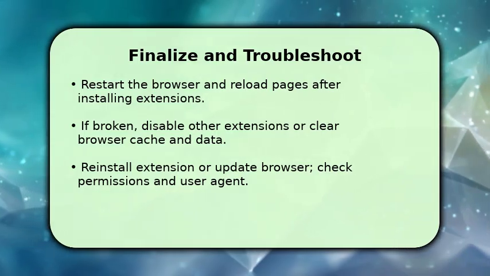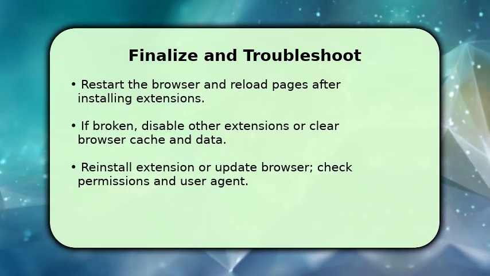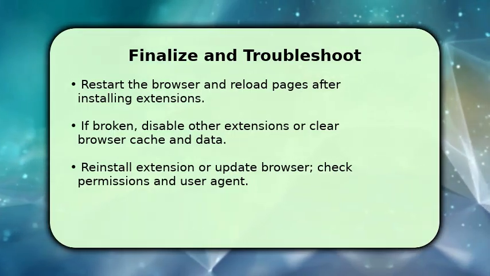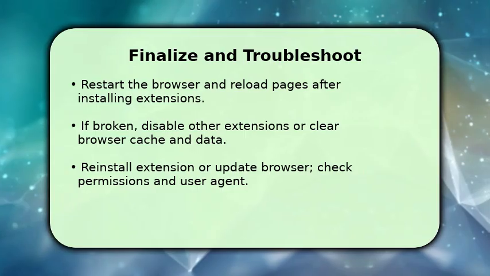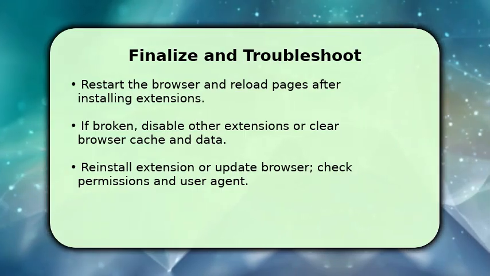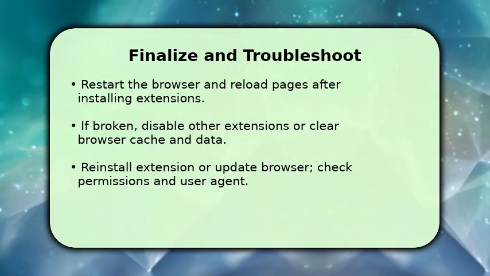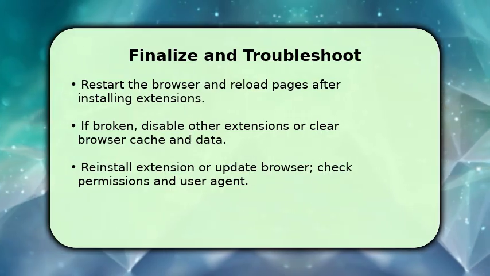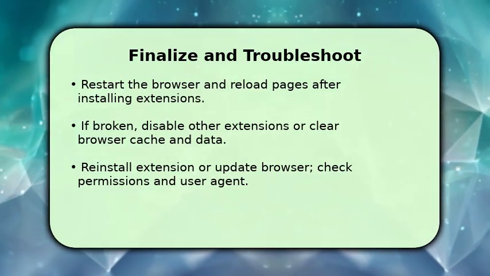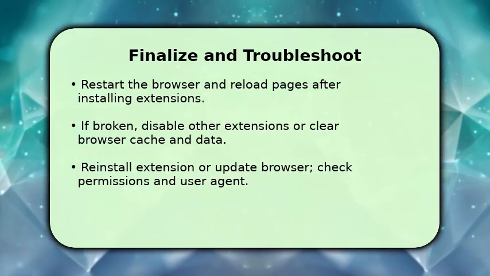If an extension still fails, reinstall it or update the browser to the latest build and confirm the desktop user agent is active. One key troubleshooting tip: if a feature is missing, check the extension's site access or runtime permissions. Granting them usually fixes it.